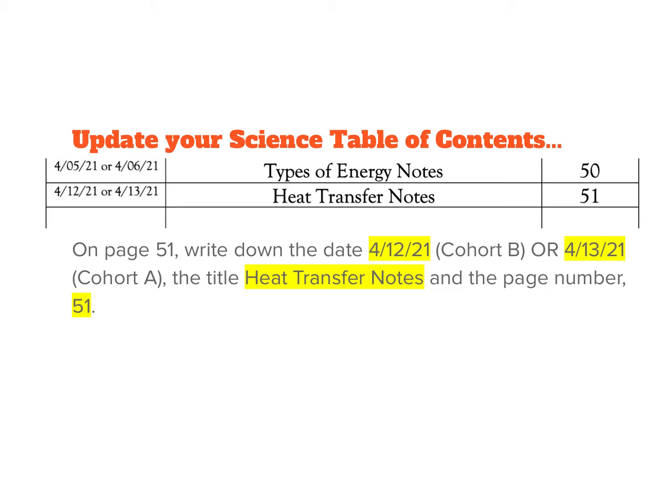Open up your science notebook to your table of contents, and we're going to update it. I'll have you write down 4-12-21 if you're part of cohort B, or 4-13-21 if you're part of cohort A. Our topic is heat transfer notes, and the page number is 51. So if you want to add that to your table of contents right now, that would be good.